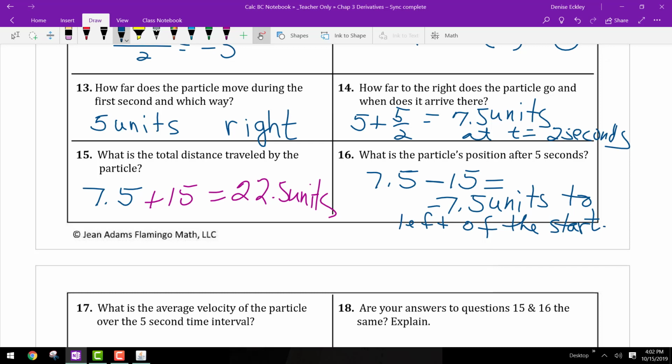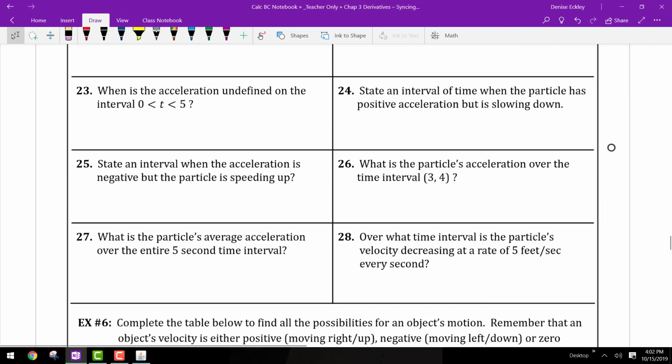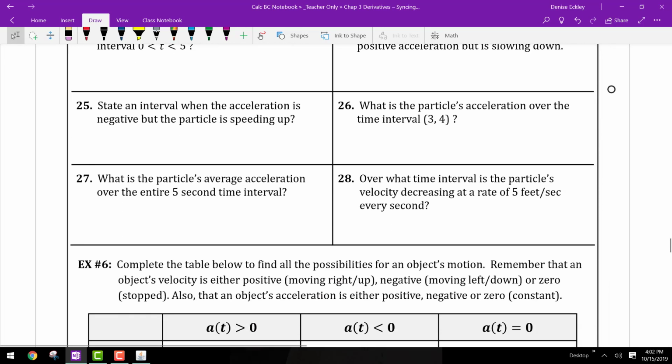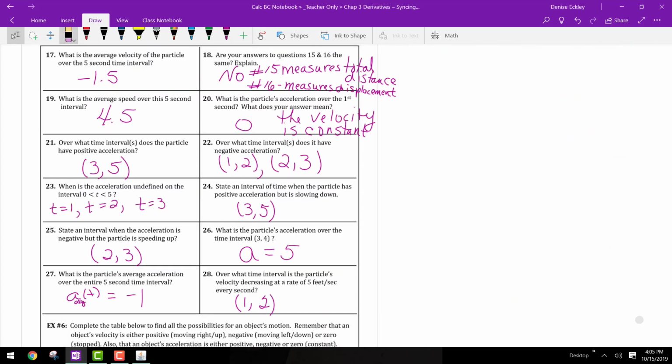Okay, so now what I'm going to do is have you guys pause and answer 17 through 28, and then I will post the answers. Okay, here are the answers for 17 through 28. We will be going over these in class, but I wanted you to have a chance to try to figure them out on your own. And I will finish our discussion of Lesson 7 in our next video.